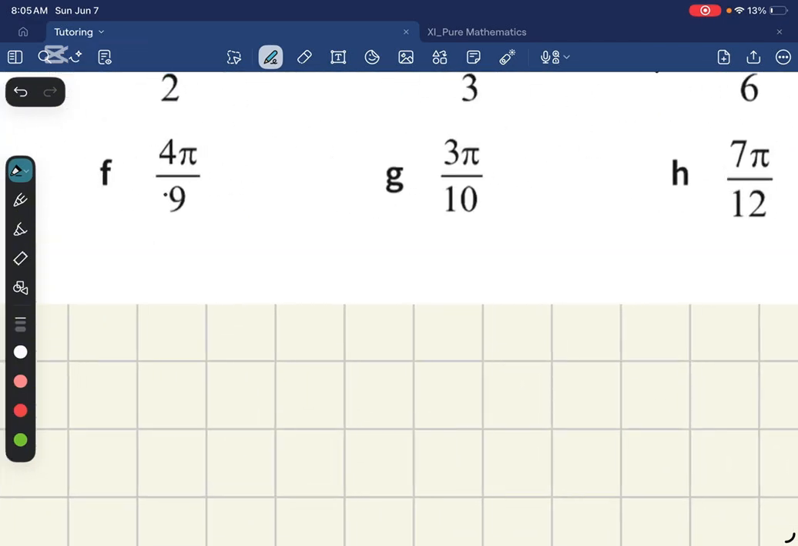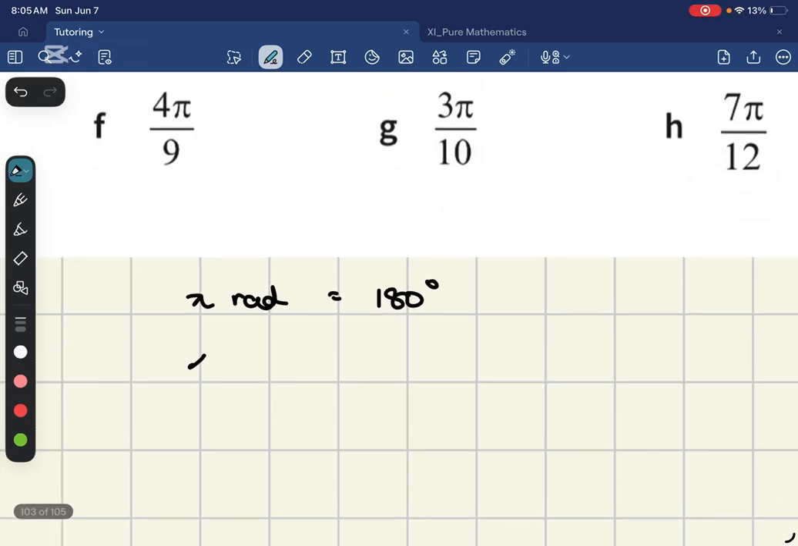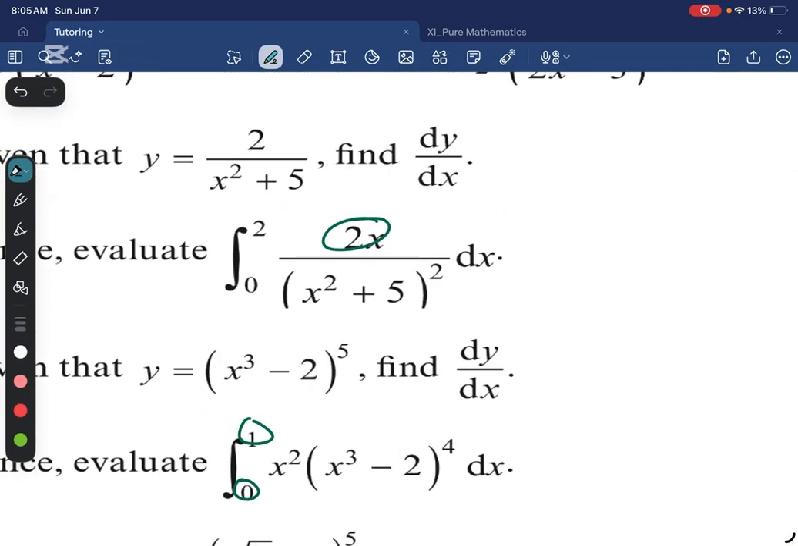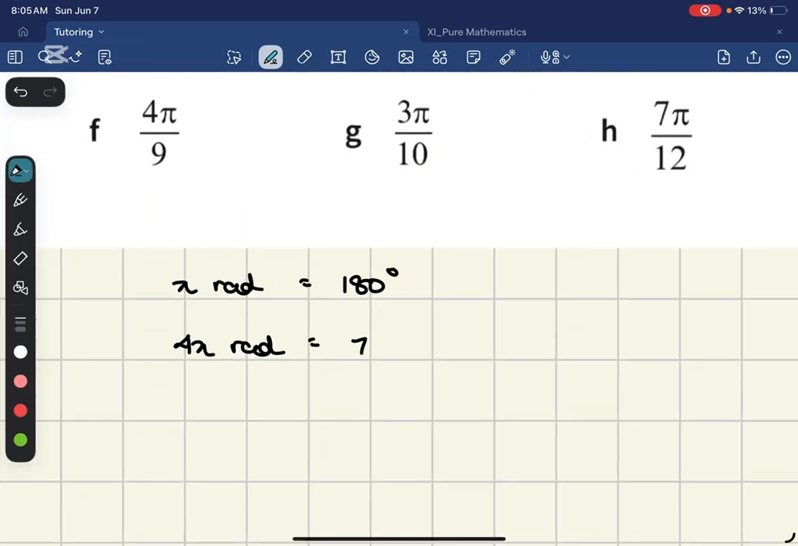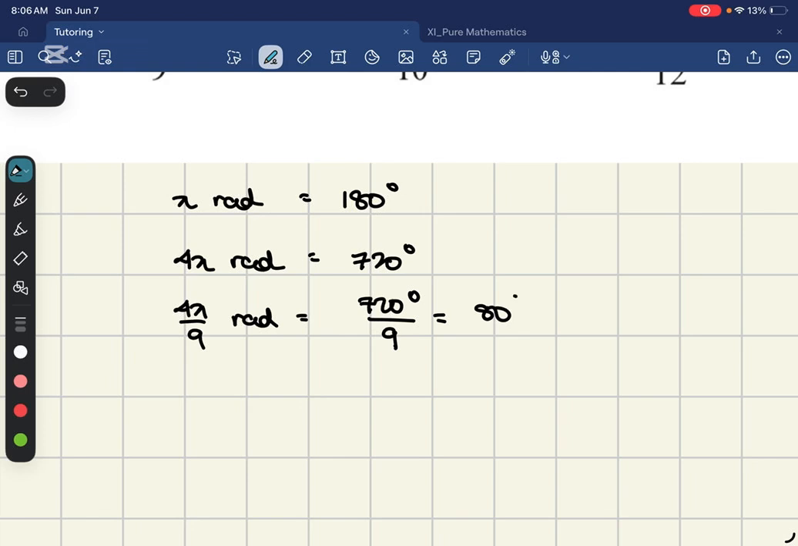And it's the same procedure. Pi radians is 180 degrees. So if you want 4 pi over 9, we'll first multiply by 4. 4 pi radians is going to be 720 degrees. And 4 pi over 9 radians is going to be 720 degrees over 9, which is 80 degrees.